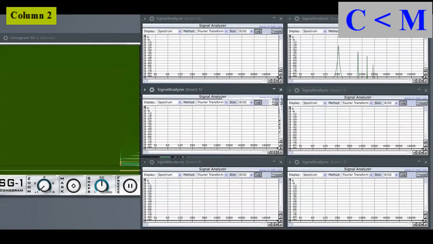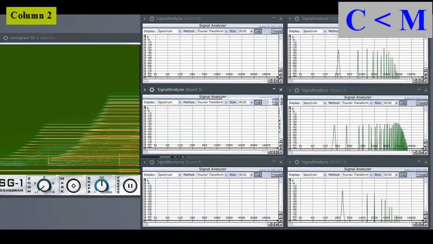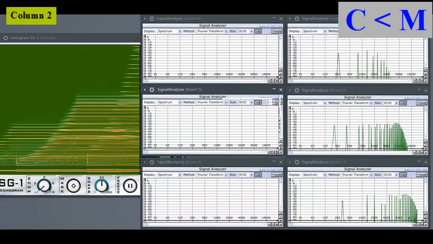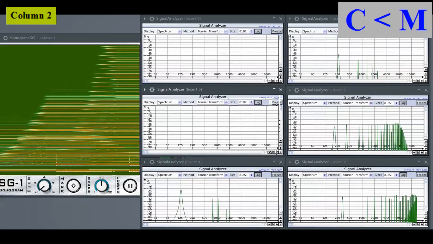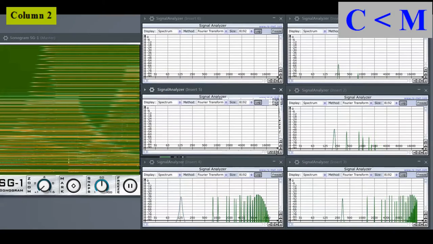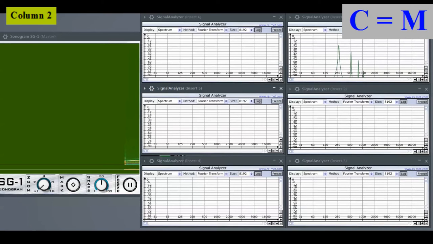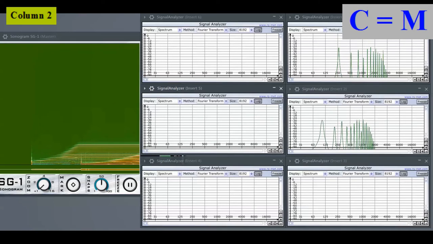The first rough division to begin with shall read. Group 1. The carrier's frequency is lower than the frequency of the modulator. In short, FC is smaller than FM, or even shorter, C is smaller than M. Group 2, the carrier's frequency is equal to the modulator's, C equals M. The group has only one member, of course, the member 1-to-1, and we have already met this member quite often in this series.